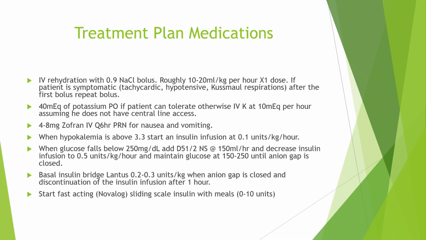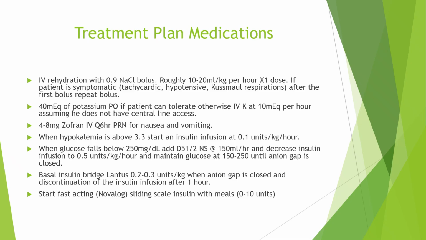Just for some symptom management, we can give 4 to 8 milligrams Zofran IV every 6 hours PRN. Typically, the way that I've seen it used in practice is if the patient is just nauseous, you give 4. If they're actively vomiting and they don't have a prolonged QT, let's go ahead and give 8.